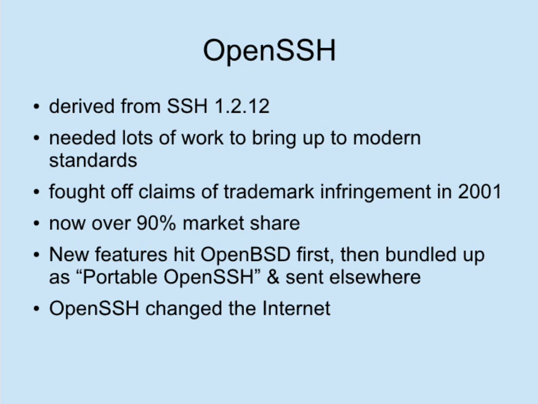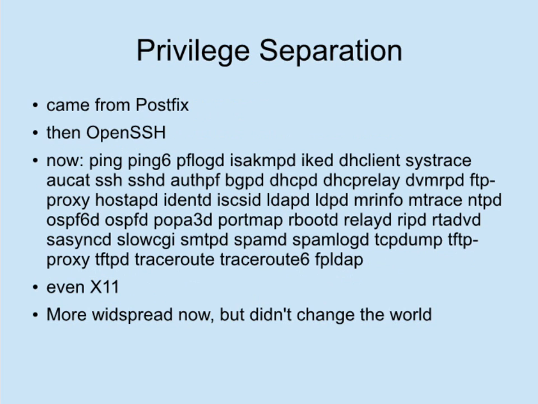Now, OpenSSH is developed inside OpenBSD. New features hit there first, and then they're bundled up as portable OpenSSH and sent elsewhere. And this is something else that changed the internet. Privilege separation. A lot of processes need to run as root. Usually this is because they bind to what's called a privilege port, a TCP or UDP port numbered 1024 or less. The problem is that many of these pieces of software only need root privileges for that binding and not for anything else. This is how a lot of machines got broken into.